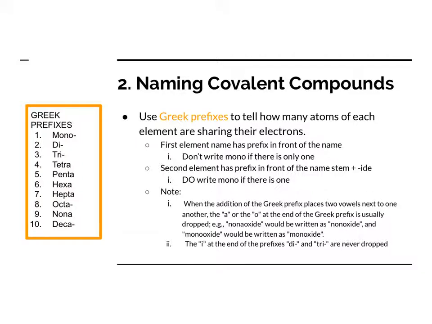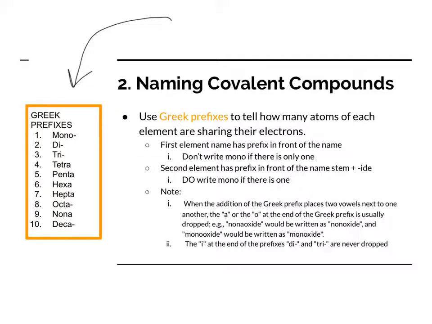Two skills that we're going to have to learn are how to name covalent compounds and how to write covalent compounds. When we name covalent compounds, it is very tricky. We have to use something called Greek prefixes to tell how many atoms of each element are sharing their electrons. The Greek prefixes are listed to the left. Mono is for 1, di is for 2, tri is for 3, tetra is for 4, penta is for 5, hexa is for 6, hepta is for 7, octa is for 8, nona is for 9, and deca is for 10.